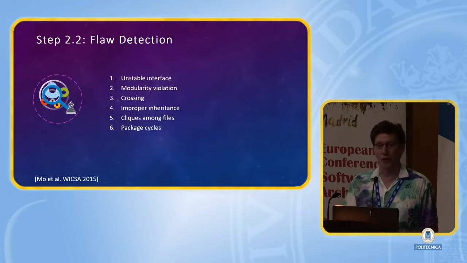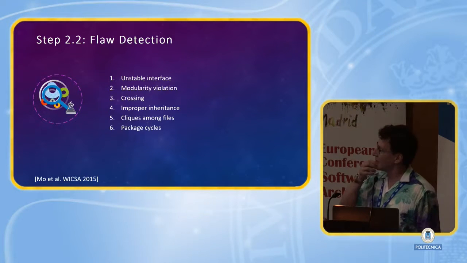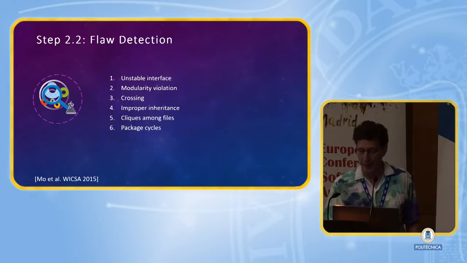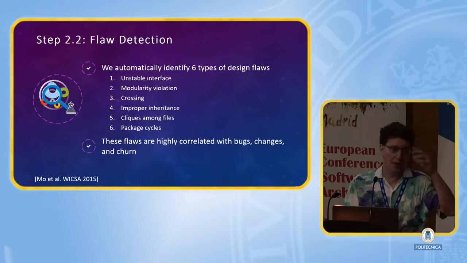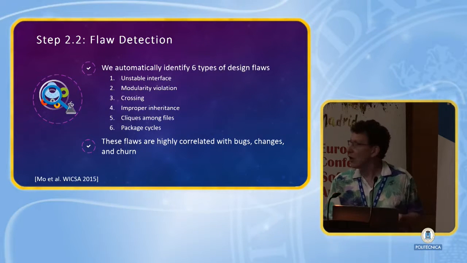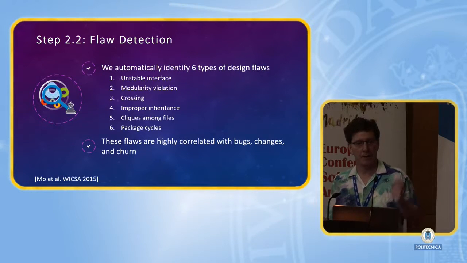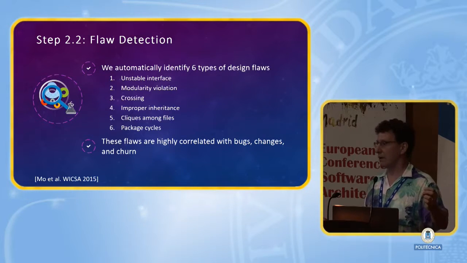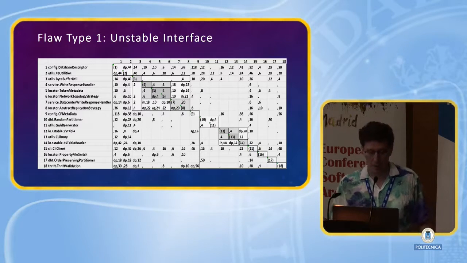Another kind of health measure that we use is we automatically detect flaws, and we can automatically detect 6 kinds of flaws: unstable interface, modularity violation, and so forth. I will show you some examples, but the reason that we're analyzing and collecting these is that these flaws are highly, highly correlated with bugs, changes, and churn. Files that participate in higher numbers of flaws are buggy, they cause a lot of problems, they cost a lot of effort. So let's take a look at these.